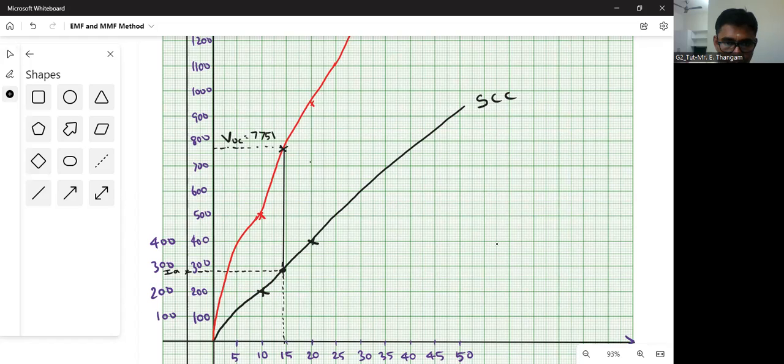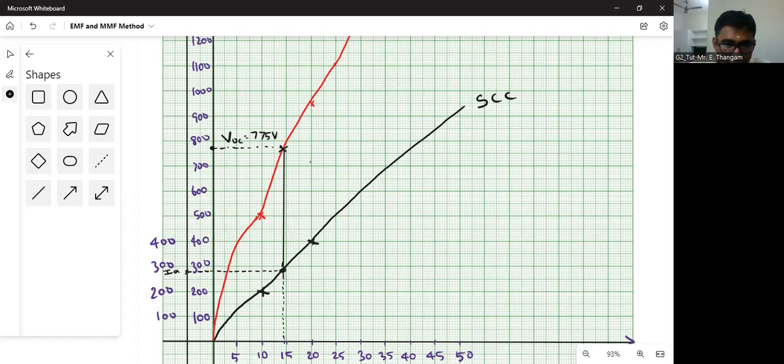775 volt. So that is your VOC. I repeat: from the short circuit current characteristics, you mark IA, that is 288.6 amps. So around 288. You extend that 288 value to your short circuit current, then mark the corresponding field current value. For the same field current, you need to calculate the corresponding VOC value. So we will get this point.